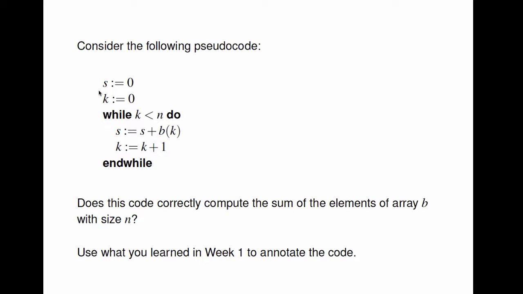Week 1 equipped you with a number of useful tools. It taught you how to translate English sentences into predicates, and it also taught you how to prove. In this first exercise, you're going to use predicates to annotate this code so that you can convince yourself or someone else that it is actually correct.